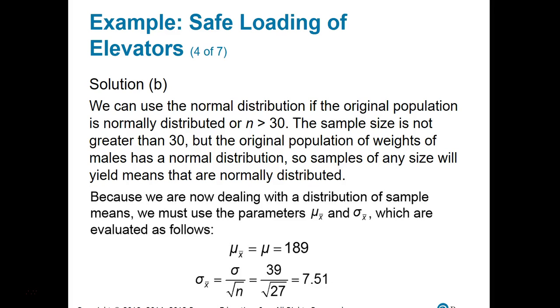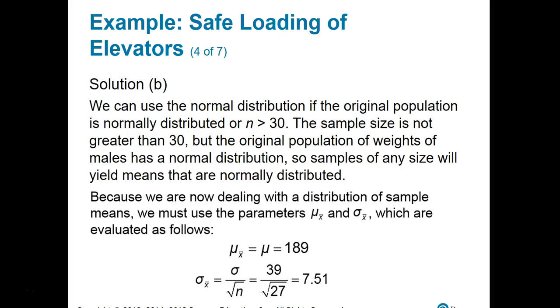Alright, so we can use the normal distribution if the original population is normally distributed or n is greater than 30. But we can make an exception if the sample size is not greater than 30, but the original population of weights of males has a normal distribution. So as long as they are distributed normally, we can still use this. Don't recall reading that, but let's go with it. Especially since it's our only example so far.